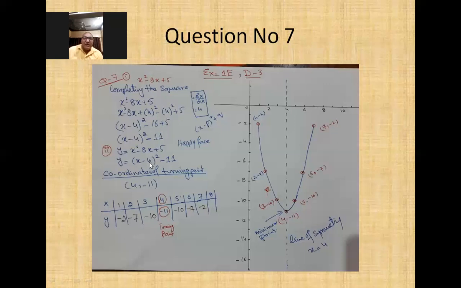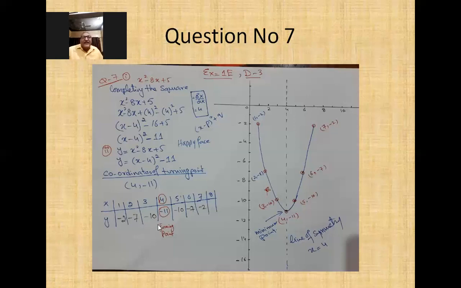So this number here, which is inside the bracket with the x, gives you the x coordinate of the turning point. You only have to change its sign. And this number outside gives you the y coordinate of the turning point, and you take it as it is. So I will change its sign: 4, comma, minus 11. So you see this form of the equation gives you the coordinates of the turning point. So the turning point will be 4, comma, minus 11.